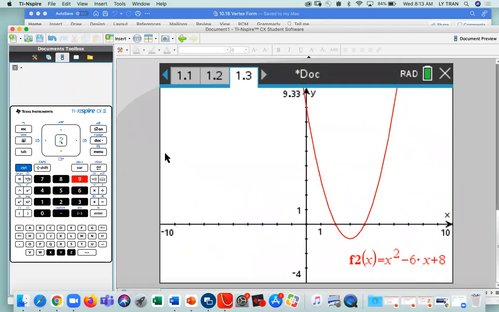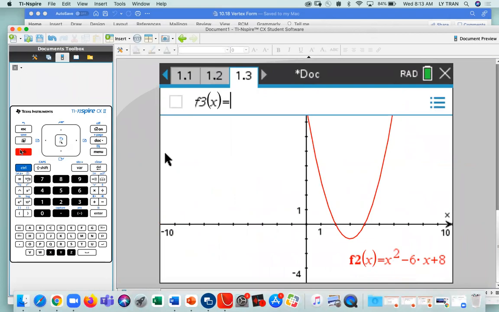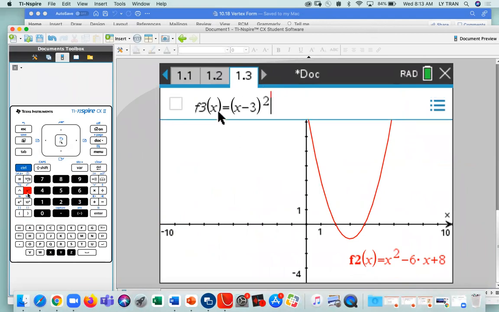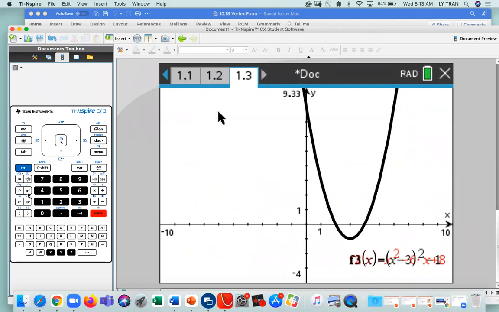And I'm going to hit tab. I will type (x - 3)^2 - 1. And that exactly overlaps. That's telling us that we did it correctly. Okay, so I hope that makes sense to you.